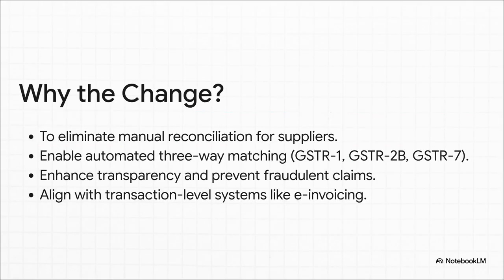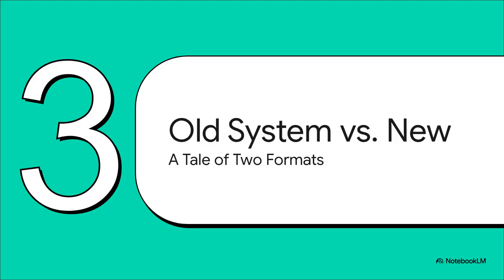So why the big change? Well, it's about way more than just adding a few extra fields to a form. This is a really strategic move. The main goal? To completely eliminate that manual reconciliation headache for suppliers. But it's also about creating this powerful, automated three-way check. Think about it. It matches the supplier's sales in GSTR 1, the recipient's credit in GSTR 2B, and now the detailed TDS in GSTR 7. It creates this self-validating system that ramps up transparency, helps prevent fraud, and brings TDS reporting in line with other modern systems like e-invoicing.